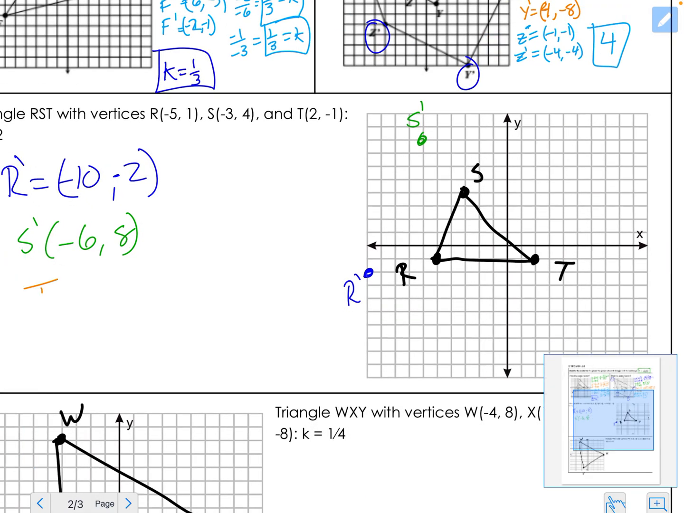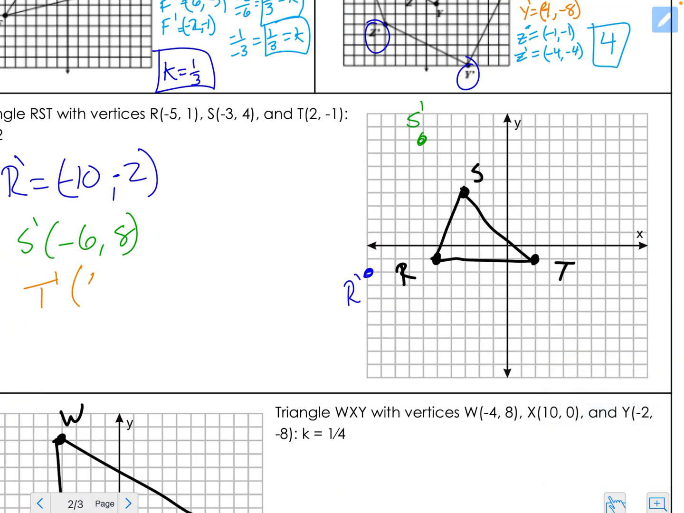And then T prime is going to be 2 times 2 is 4. 2 times negative 1 is negative 2. 1, 2, 3, 4, 1, 2. So that is T. Yeah, so this right here would be T prime.